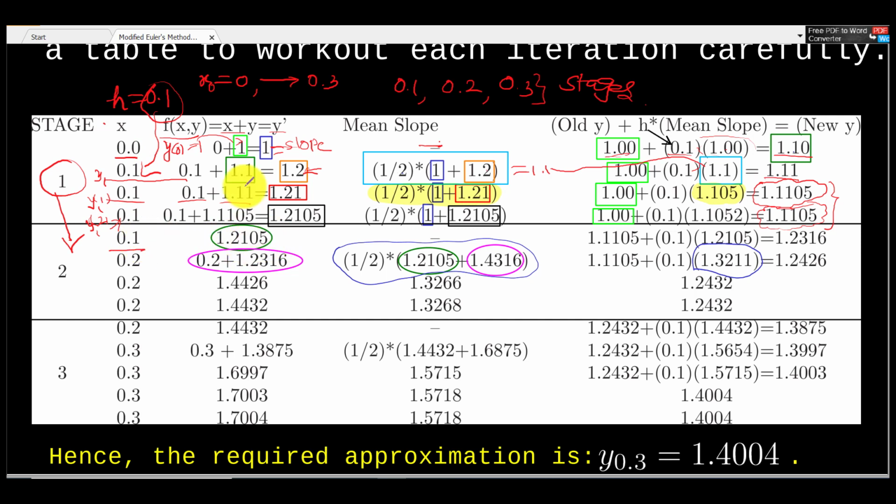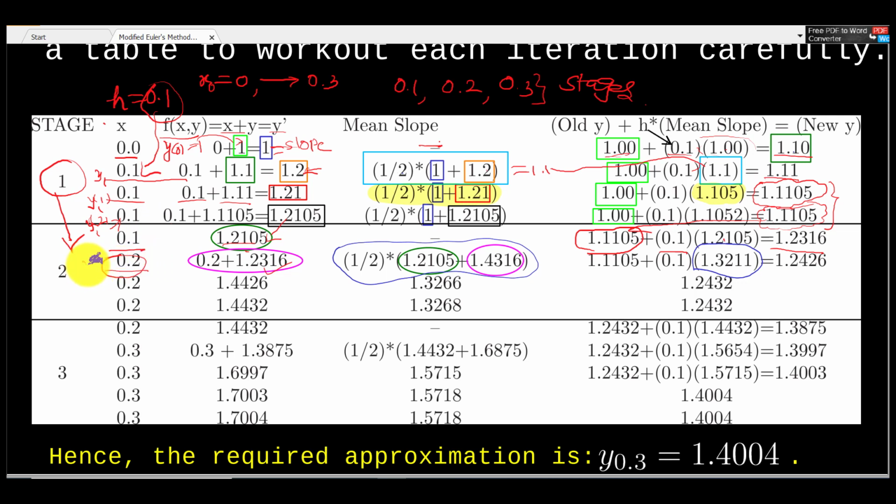1.2105 is my value of y which I have obtained here. Okay, that is this one, 1.2105. So basically this one, 1.1105 plus 0.1, that is 1.2105, and then now my old y becomes this one, 1.1105, right, plus 0.1 and then 1.2105, which is equal to 1.2316. That 1.2316 will be here, and now one increment of 0.1, so I am starting here with 0.2 now.